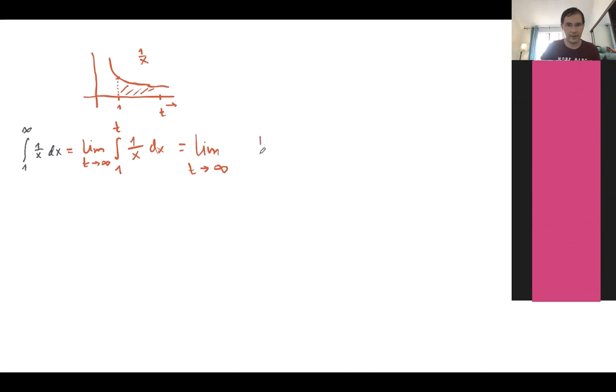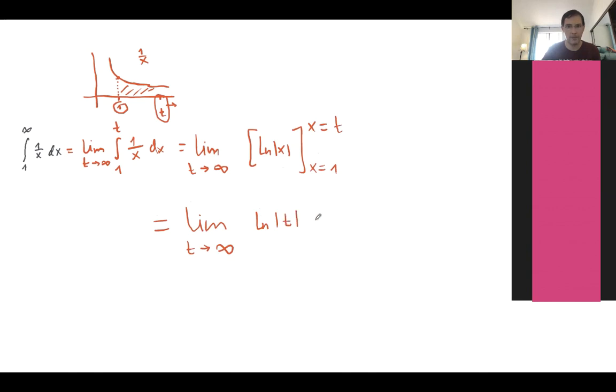And so I'll take the function ln of x, and then I'm using the fundamental theorem, by the way. So I want to see what this function is equal to when x is equal to 1, and then when x is equal to t. So this is equal to the limit as t goes to infinity of ln of t minus ln of 1. The absolute value we can skip.